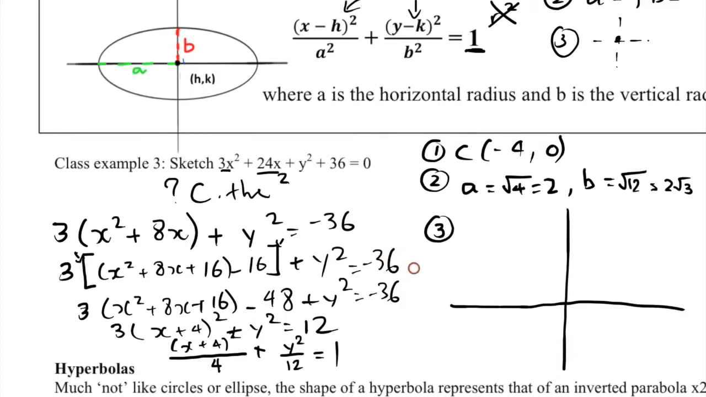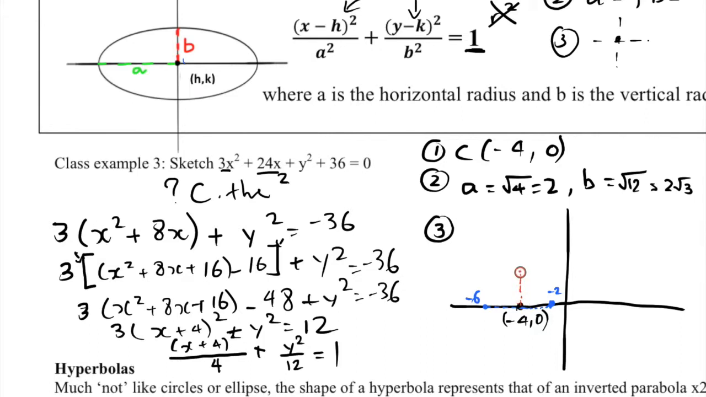Right, sketching our graph over here. The center is negative 4, 0. I'll put the dot there, negative 4, 0. Then step number 3, use your horizontal and vertical. This time the radius is different for the vertical and the horizontal, so just be careful. a is 2, so we move 2 here all the way to negative 2. Then we move 2 to the left all the way to negative 6. Then you also have the vertical. In this case, the vertical is different. Vertical is 2 root 3. So not 2, 2 root 3.